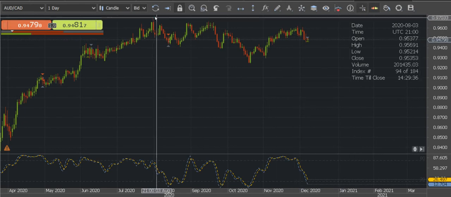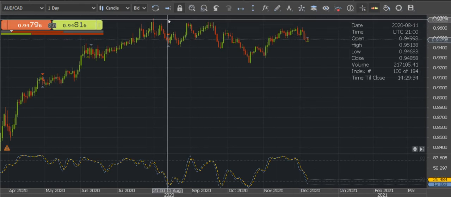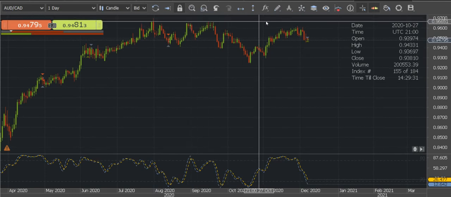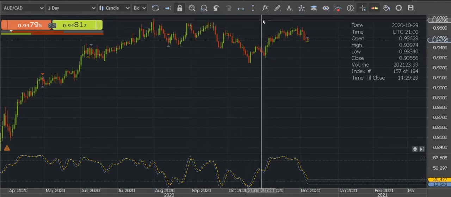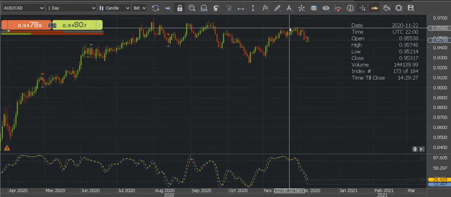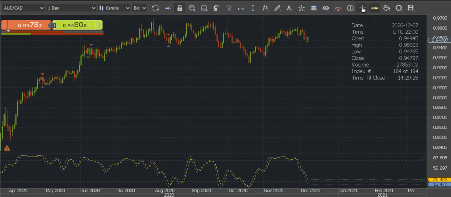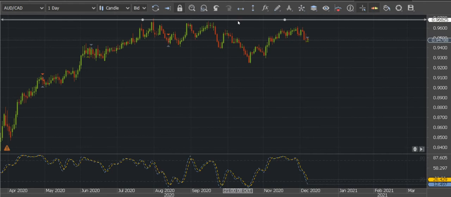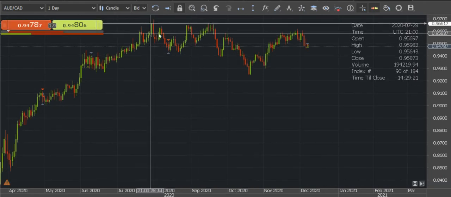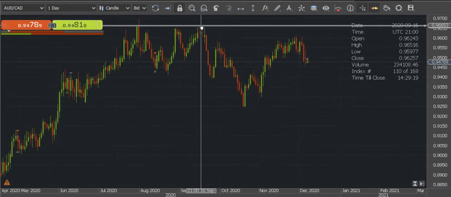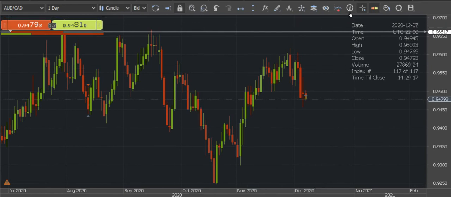I will take a cursor here. The price was rejected from this area, again this area, and it's a little bit lower than the previous one, this area. So there is some sort of area of interest. This is the area of interest where the price was trying to reject from that level.